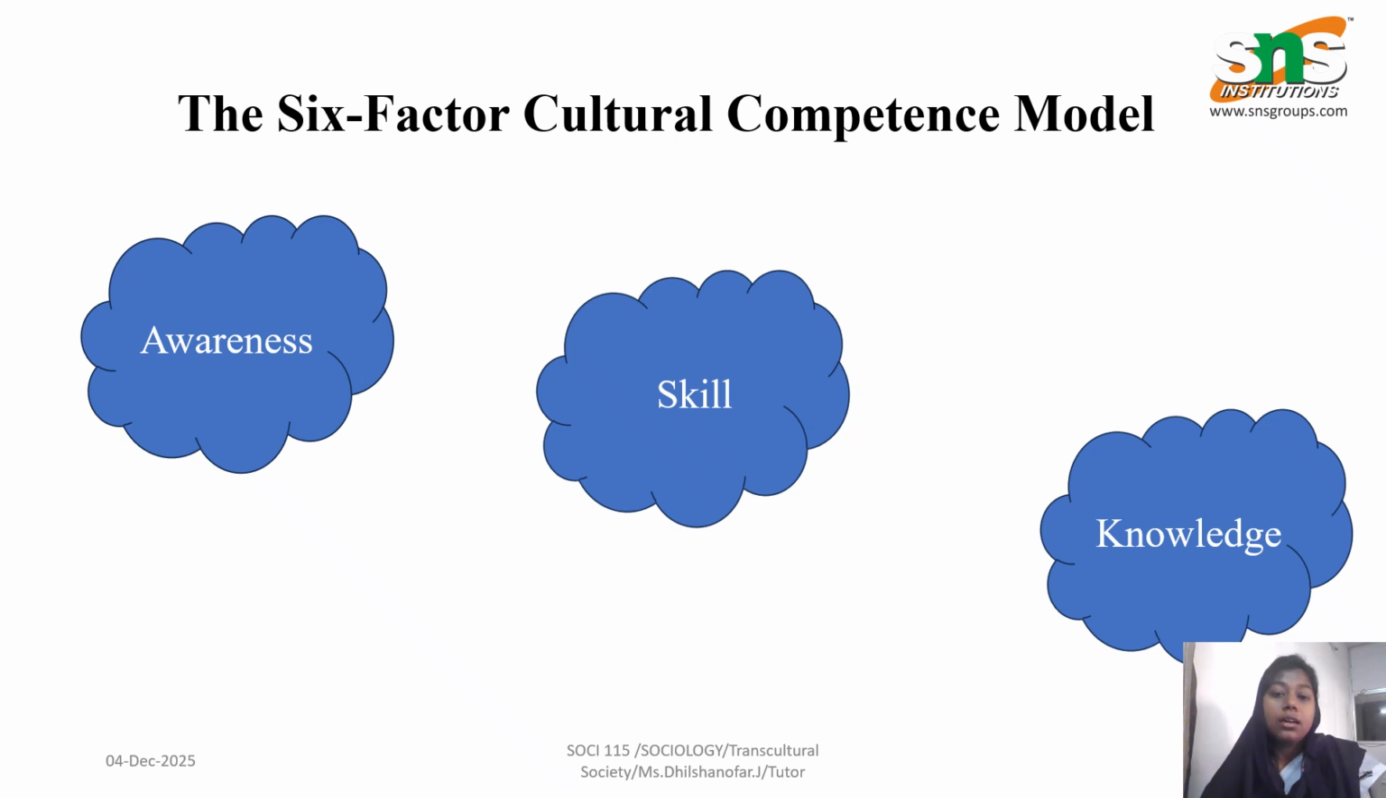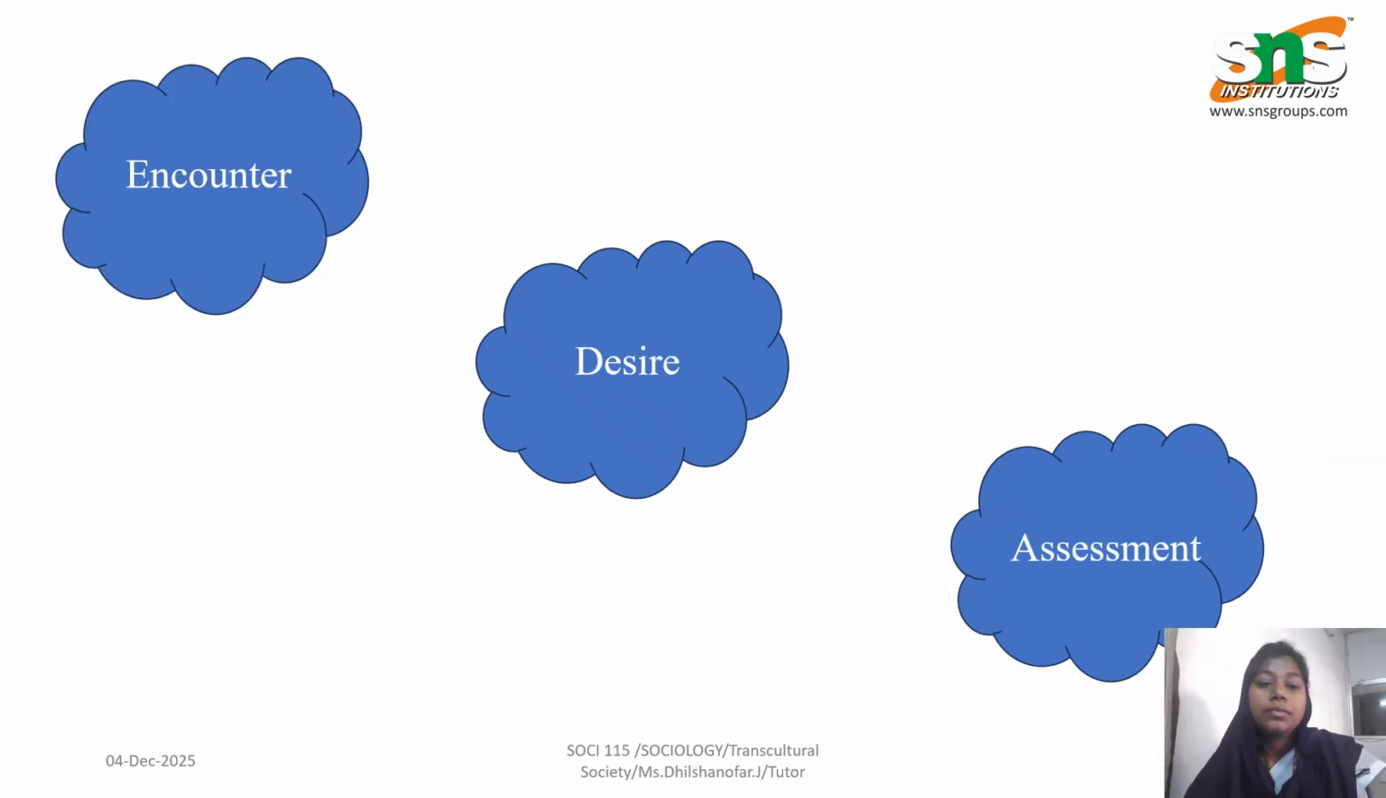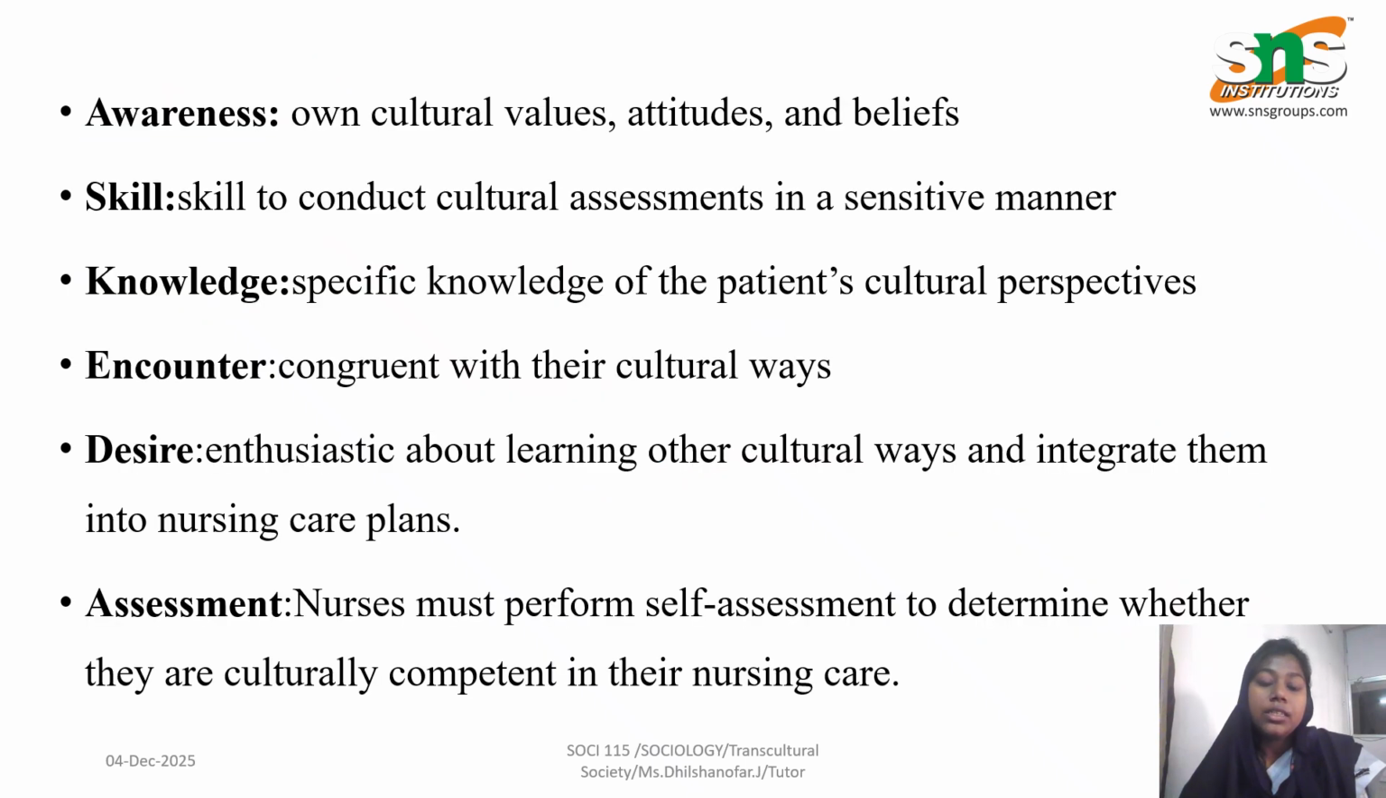So there are six cultural components in the model of transcultural nursing. First one is awareness, skill, knowledge, encounter, desire, and assessment. So we will be seeing this deeply in the next slide. Awareness: a nurse should know the patient's own cultural values, attitudes, and beliefs. Then skill is to conduct cultural assessment in a sensitive manner. It can be a questionnaire or any other manner, but it should not cause any harm to the patient.